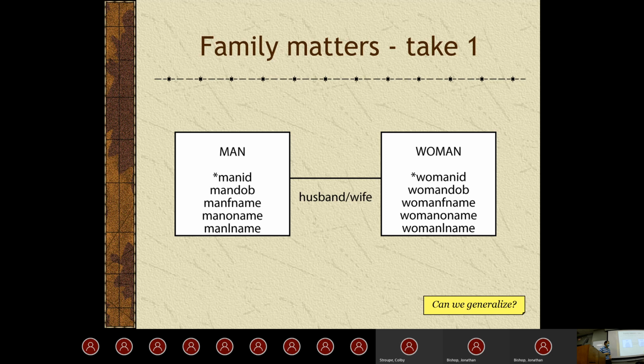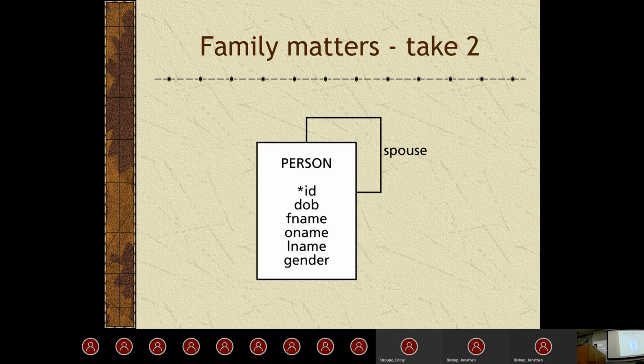Now, what are some problems here? Man, date of birth, man, first name, man, last name, woman, date of birth, woman, first name, woman, last name. Are we repeating information? So we could probably generalize this a little bit. Let's see how we would do that.